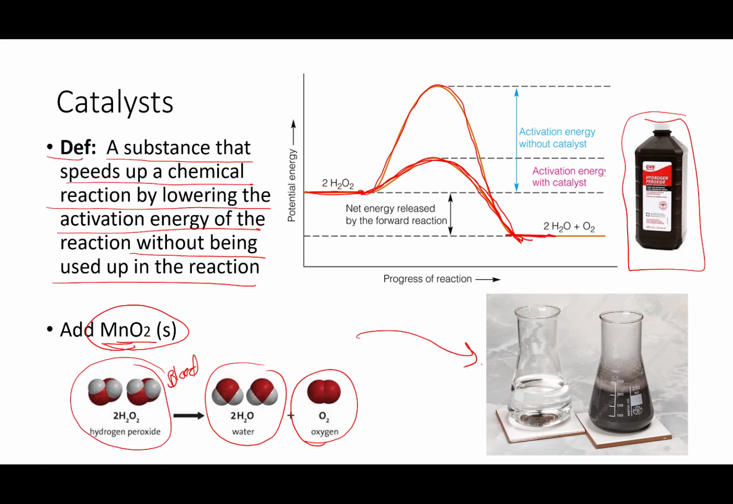Here's a photograph of hydrogen peroxide. Pour in a little manganese oxide, and it is a black powder, and you get a very quick decomposition. Now, what you see in this photograph is bubbles. Those bubbles are oxygen gas. And that oxygen gas is being released very, very quickly. Why does it look black? Well, that is the black powder that is manganese oxide.